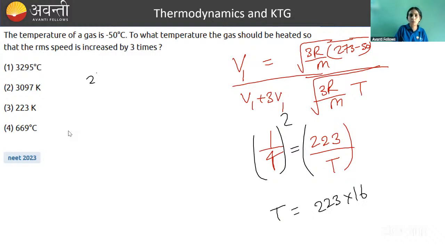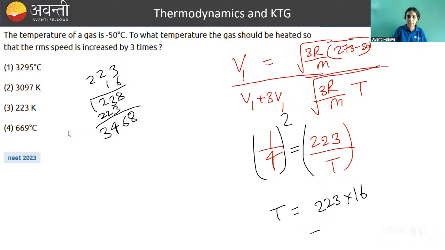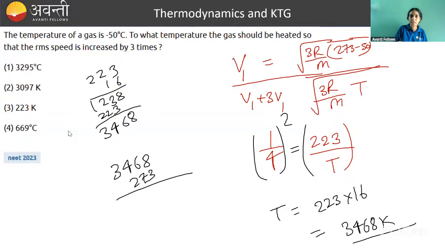So t equal to 223 into 16. 223 इंटू 16 को आप मल्टीप्लाई कर लो, how much value you are going to get? You will be getting this much. So this is 3468 Kelvin, right? 3468 Kelvin. So 3468 Kelvin is not in the answer. So let's check in degree centigrade. So 3468 minus 273 and then you will be getting answer 3295 degree centigrade. Option A.